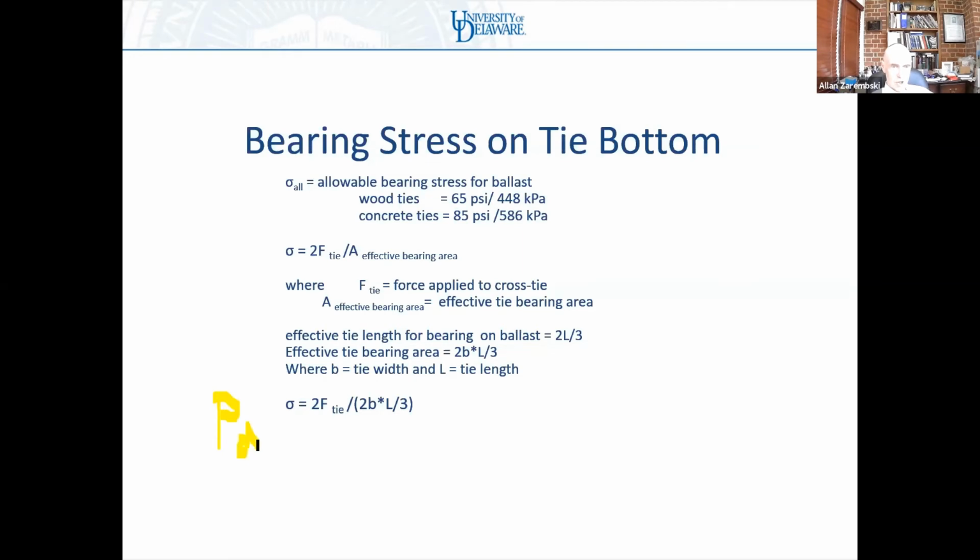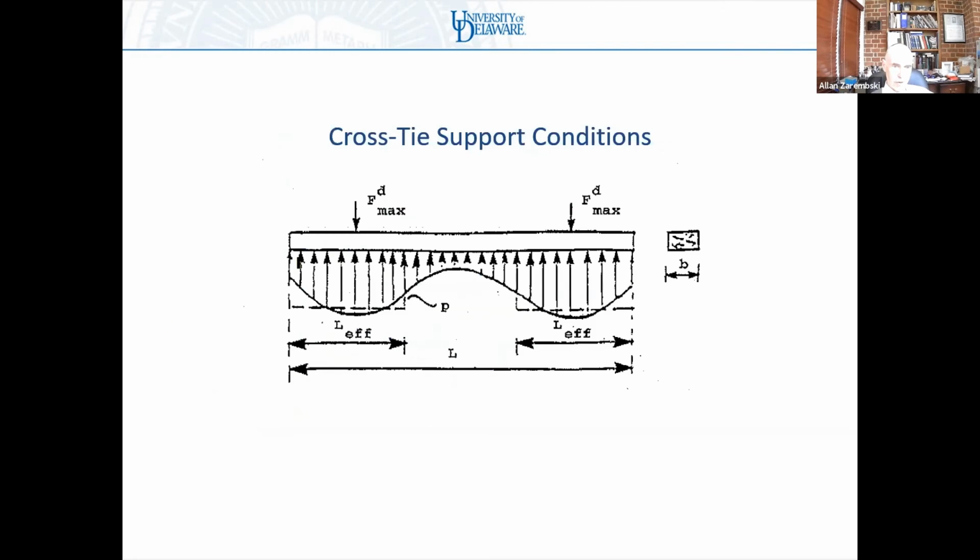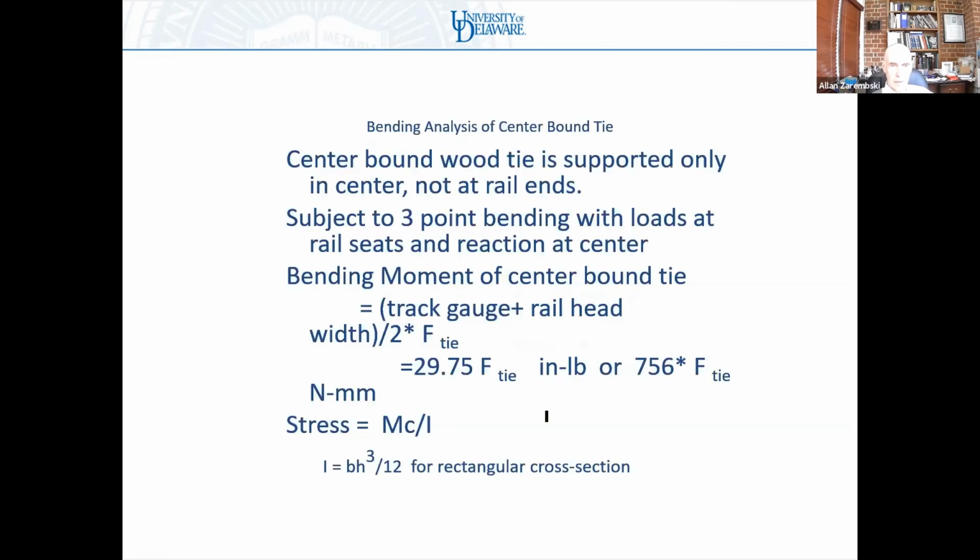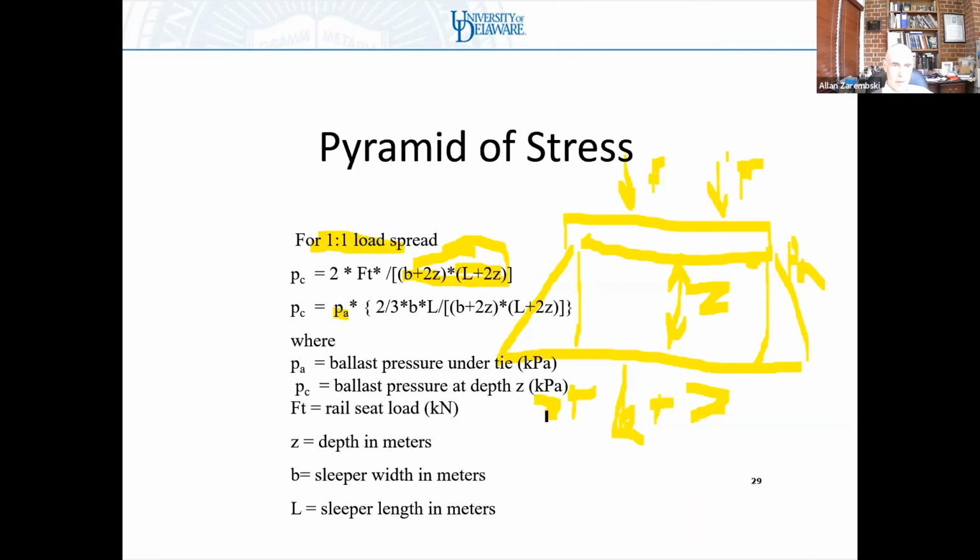P sub A is equal to 2F over 2/3 the base times the width times the length of the sleeper. Why 2/3? Because of this type of effect. So P sub A is the pressure directly under the sleeper, which is equal to 2F over 2/3 B times L. P sub C is the pressure at any depth Z. B is the width of the sleeper, L is the length of the sleeper.